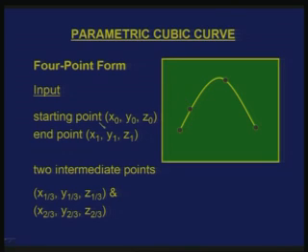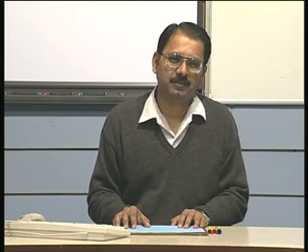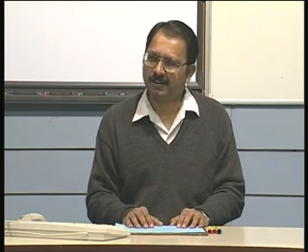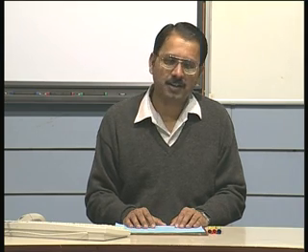So, you are given a start point, which is x0, y0, z0, shown here. Then you have an end point. Then I give 2 intermediate points in order to define this particular curve. Now, let us say given a set of 4 points, do I get a unique cubic curve? Is the curve unique, or do we have multiple curves which are possible for a given set of 4 points?